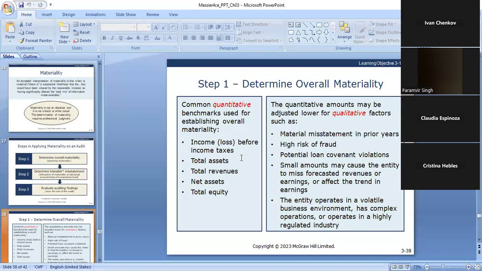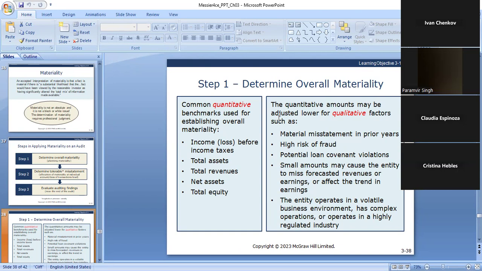And which one is what to determine? We're going to have the quantitative benchmark and qualitative factors. Now on the quantitative factors, remember the order here. First, we start with net income before income taxes. If you think that number is not appropriate, then the next available one is total assets. If you think that is not appropriate, then we move to the next one, which is total revenue, and keep going until you find solid ground. But the most common is income before income taxes.